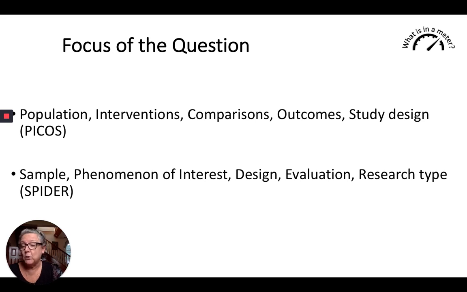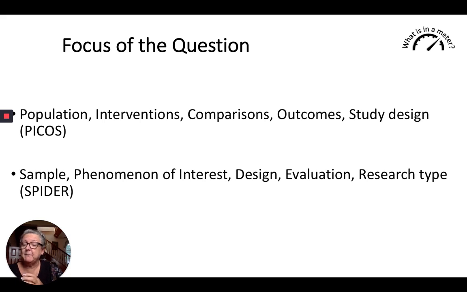Or I might want both, and that's okay. And then what kind of study design, and we've just spoken about that. So for more qualitative work, you're looking at your sample, which is your population, your phenomenon of interest. So again, if we're looking at brief interventions, we're looking for studies that include information around the barriers and facilitators.